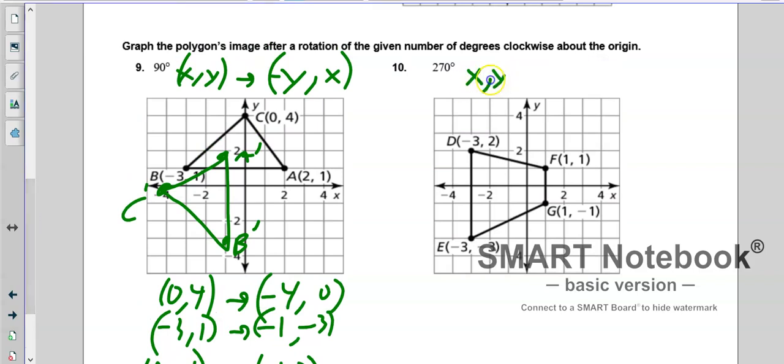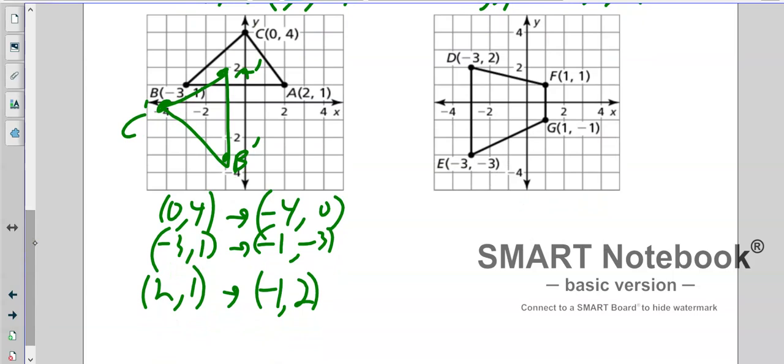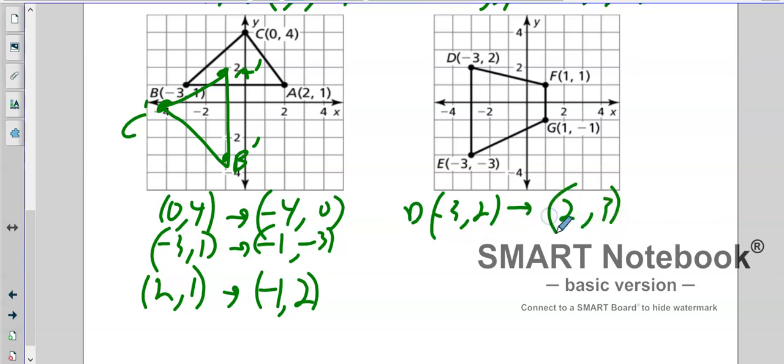Remember with 270, xy, this time the y moves to the front and stays the same. The x moves to the back and becomes opposite. It doesn't become negative, it becomes opposite. So if it was a negative number, it will become positive, and we'll see that actually. So negative 3, 2, and if it helps, you can put the letter here, is going to become 2, 3. So the 2 moved to the front, the negative 3 moved to the back, and became opposite.